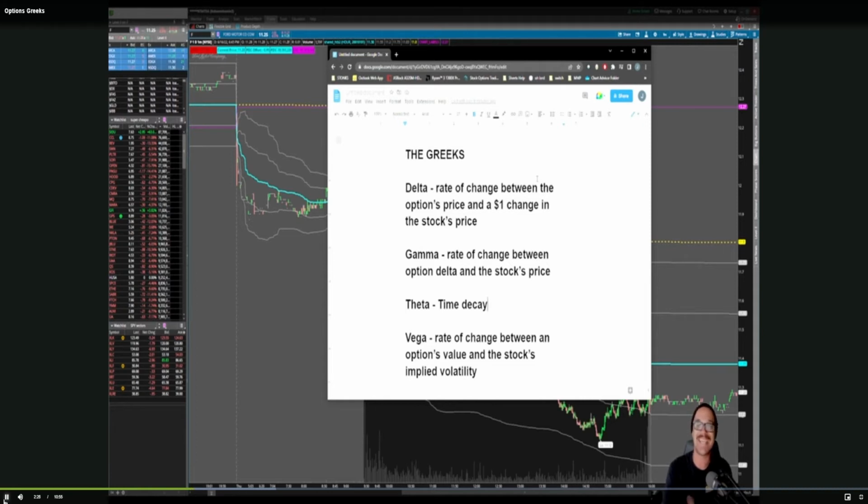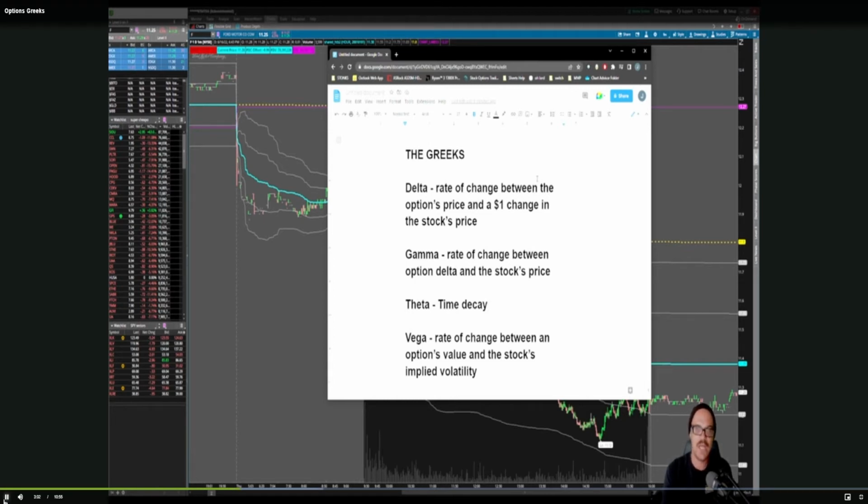The next one is gamma. Gamma is the rate of change between the option delta, which I conveniently just defined, and the stock's price. Gamma is highest at the money. So gamma is a second derivative because it affects the delta, and the delta affects the price of the option. So if you want to think about it in a simple way, think about delta as the speed of an option and gamma as the acceleration of an option.